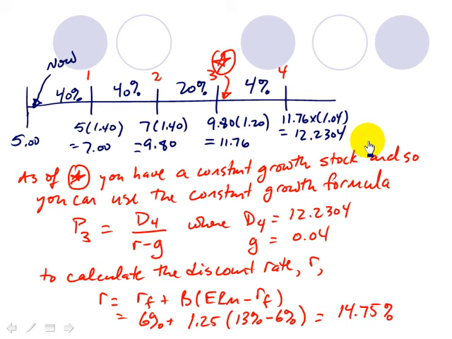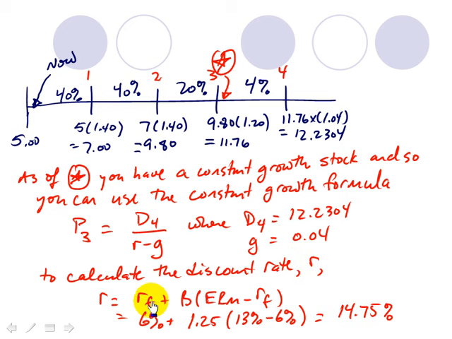Well, in order to figure out what all of these present values are, we really need to simplify the problem a little bit, since it's growing at 4% here and here and here and all of the years after year 4. Then actually, as of this star here, what we have is really a constant growth situation where the price at year 3, where this little arrow is, ought to be D4. So P3 is D4, and here's D4 right here, the 12.2304, over R minus G, where D4 is the 12.2304, G is the 4% growth rate, and R is, well, we need to use the capital asset pricing model to do the calculation.